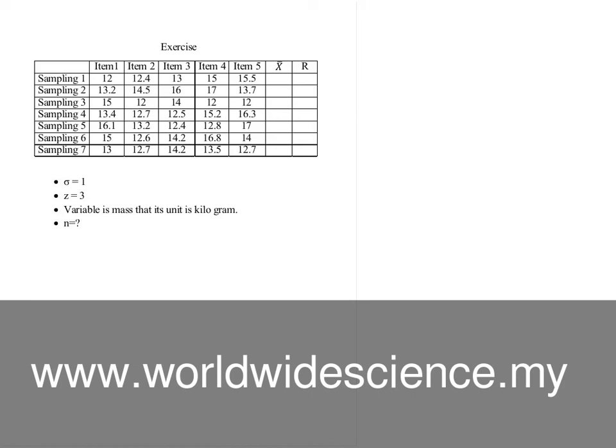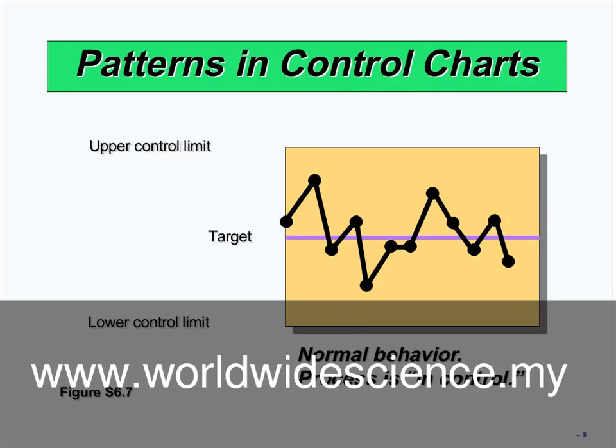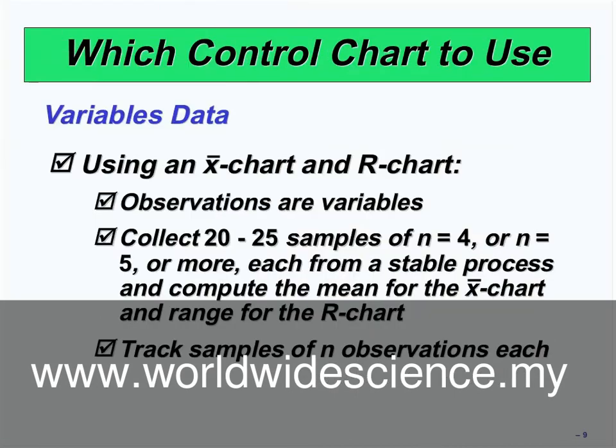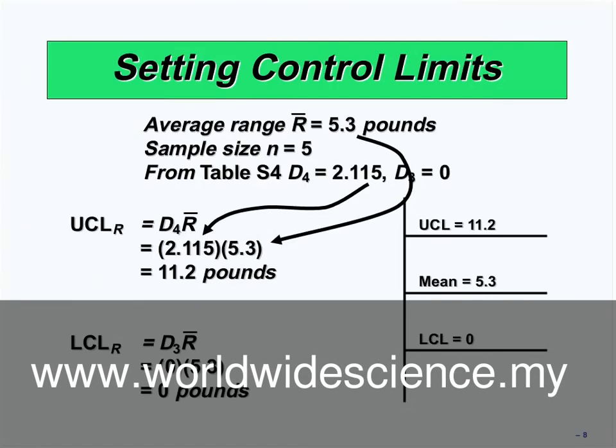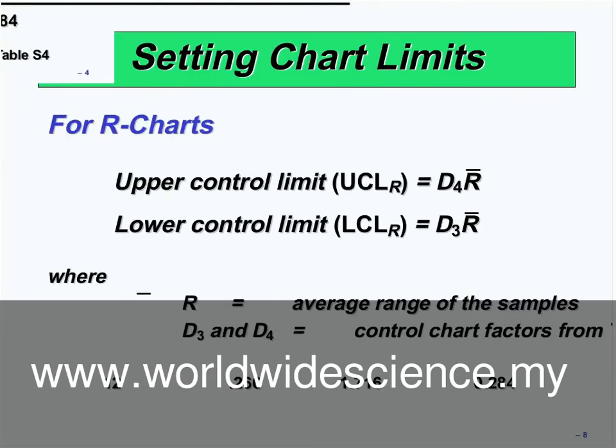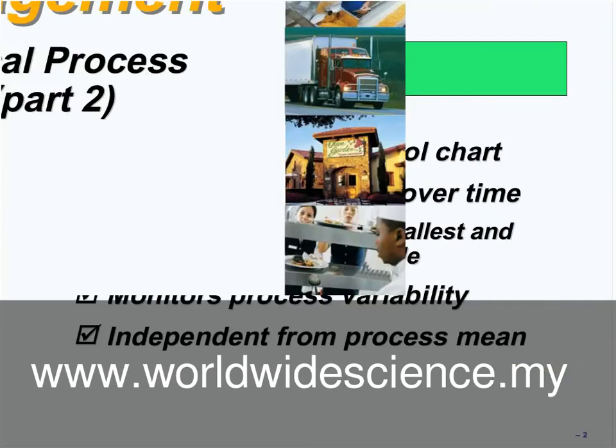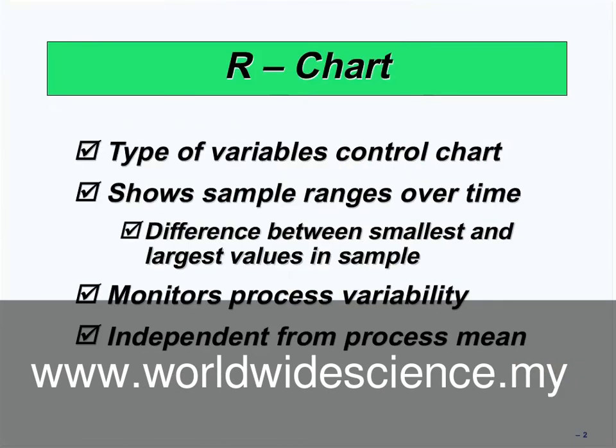review the concept of the R chart. It is a type of variables control chart that shows the sample range over time, the difference between the smallest and largest value in each sampling, and monitors process variability independent from the process mean. In the R chart, we don't calculate mean or average. We should calculate the range in each sampling.